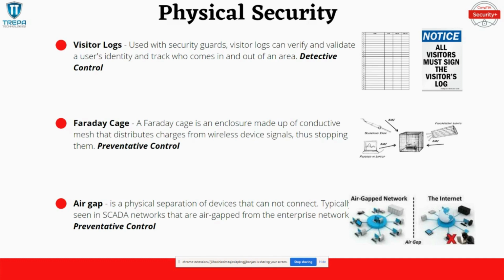And then we have an air gap. An air gap is a physical separation of devices or networks. Now, this isn't a logical segmentation like a VLAN. An air gap completely separates different networks. This is typical when segmenting a SCADA or ICS system from the enterprise. And this is also considered a preventative control.